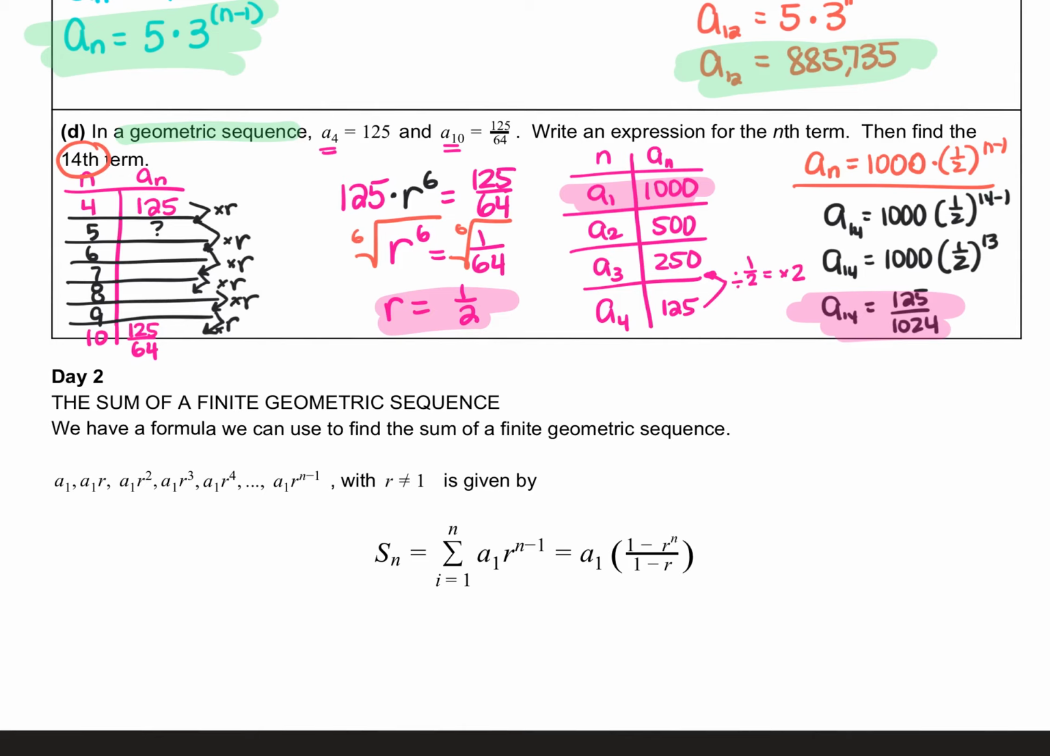Maybe you got a decimal like 0.1220703. If you did, just use your calculator to turn it into a fraction.